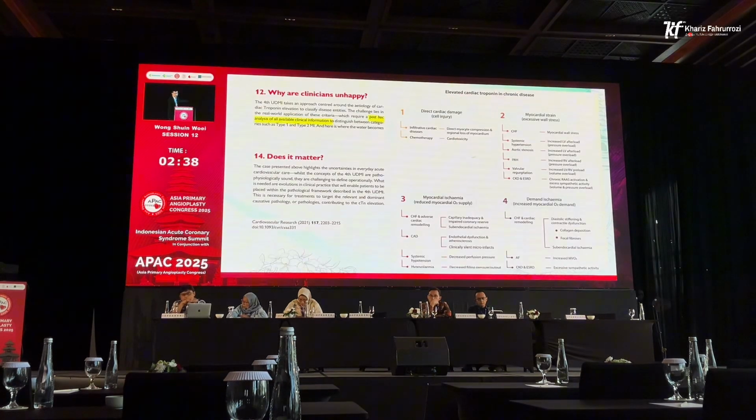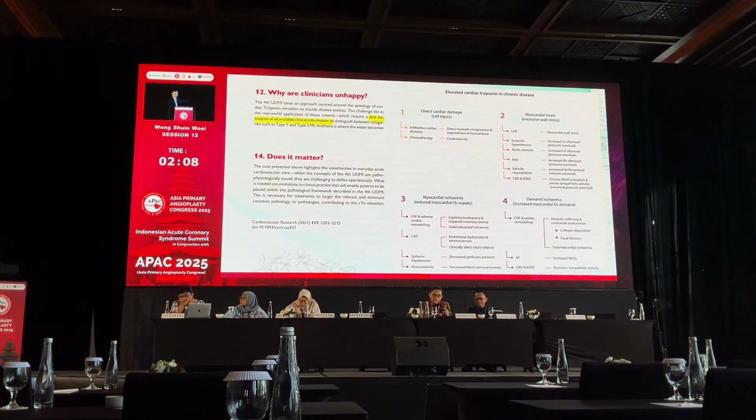Because of all these conundrums, ESC published this in their journals. So why are clinicians unhappy? Because you can't really tell reliably in the clinical setting whether this patient has type 1 or type 2. In order to reliably tell whether this patient has type 1, you really need to get all the information. And sometimes, in order to do that, we would have to subject all patients to cath, which we know is not something we are going to do, clinically as well as ethically.